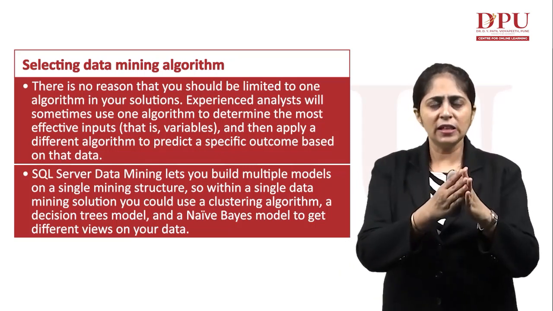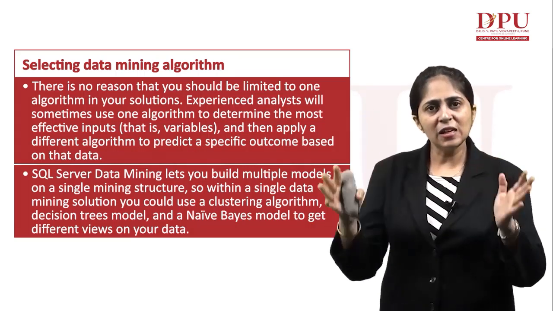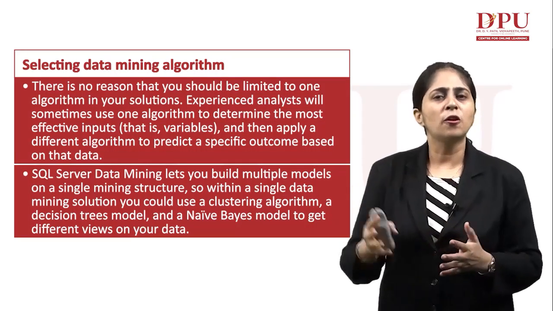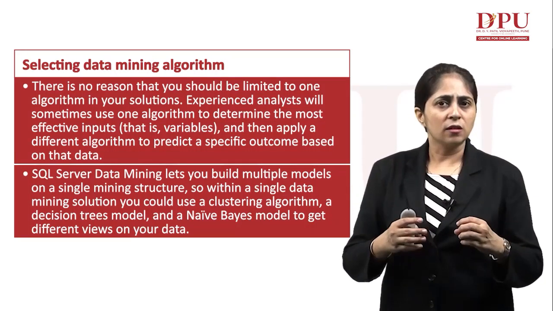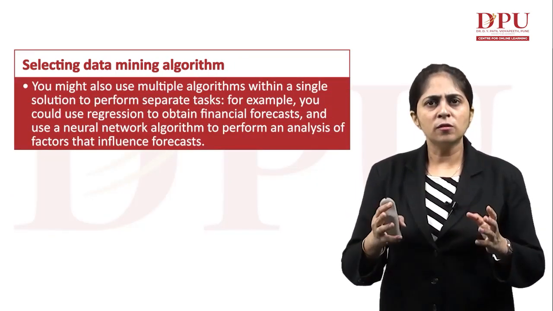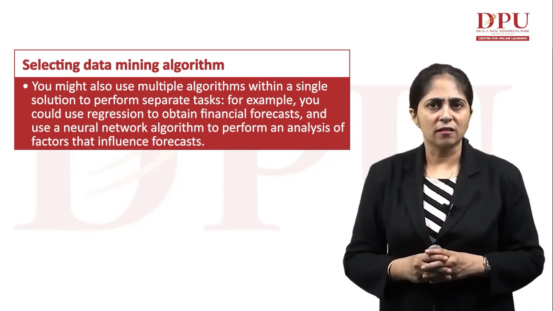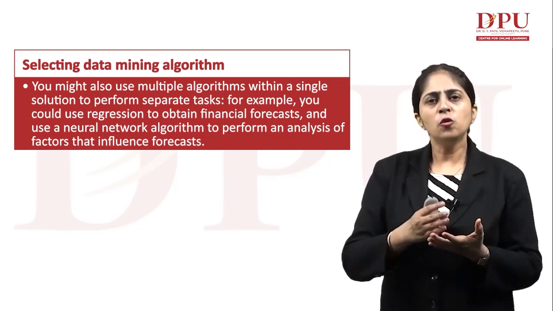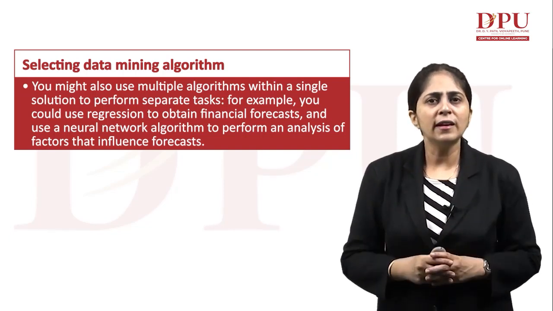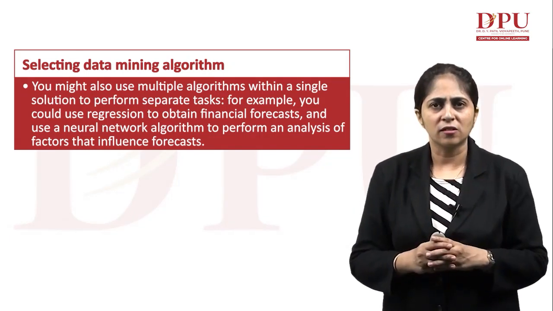Using one algorithm, we can only predict one outcome. But if we use different algorithms in the same model of a data set, the chances increase of getting different views of your data. So that is why we can use more than one algorithm. You might also use multiple algorithms within a single solution to perform separate tasks. For example, you could use regression to obtain the financial forecast and use a neural network algorithm to perform the analysis of factors that will influence the forecast.